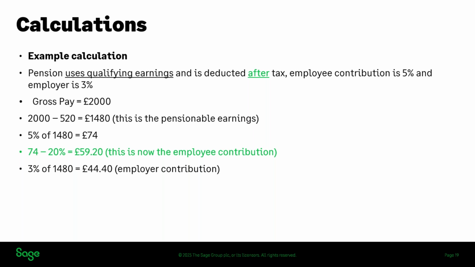If you've got different contribution rates, you're still taking 20% off that amount. It's just not as round a figure as what 5 is. And 5 being the most common as well. Employer, completely unaffected. You still take the 3% of the £1,480. So that's an example of deducted after tax.